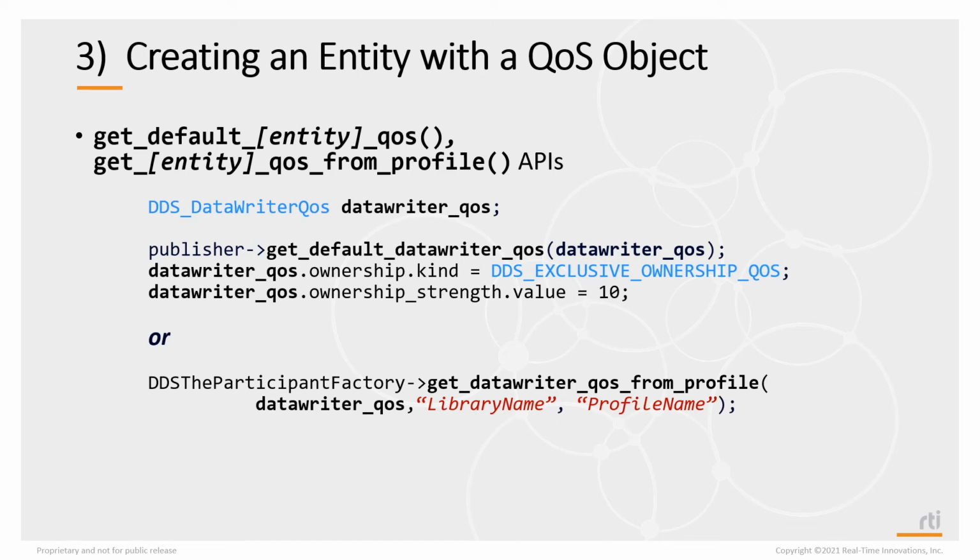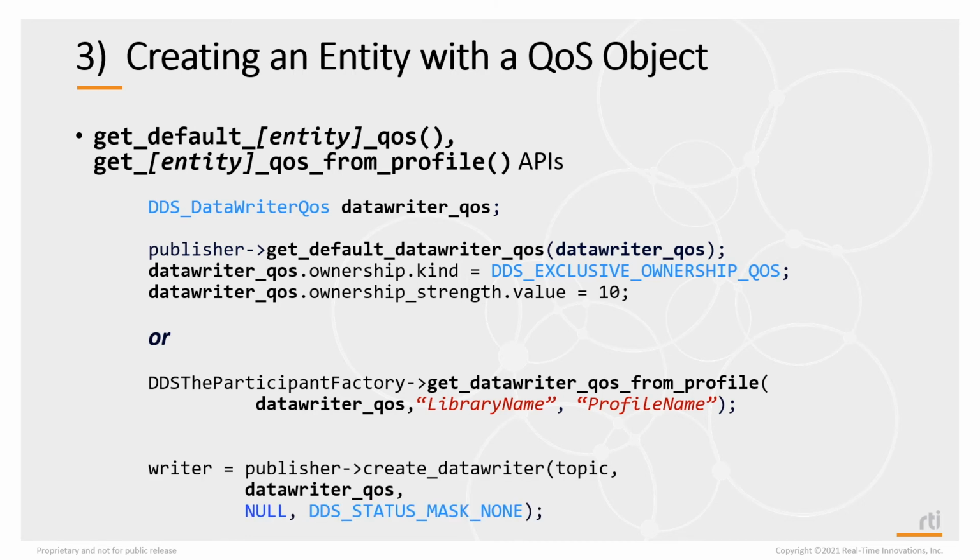So now we're going to basically create this data writer QoS object, or not create it, but initialize its value from a profile that's in the library as given by the profile name and library name. And now we use this data writer QoS object that we've initialized and modified or loaded from a profile in creating the data writer itself using the create data writer API.